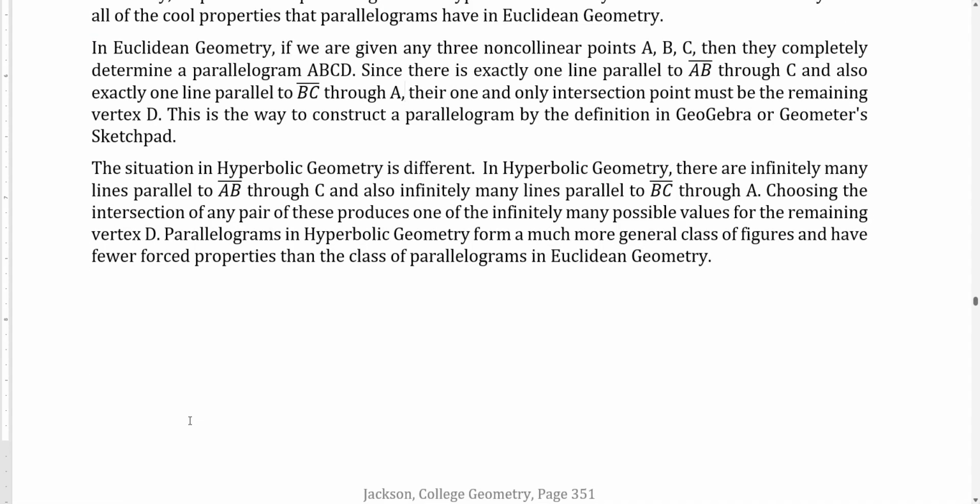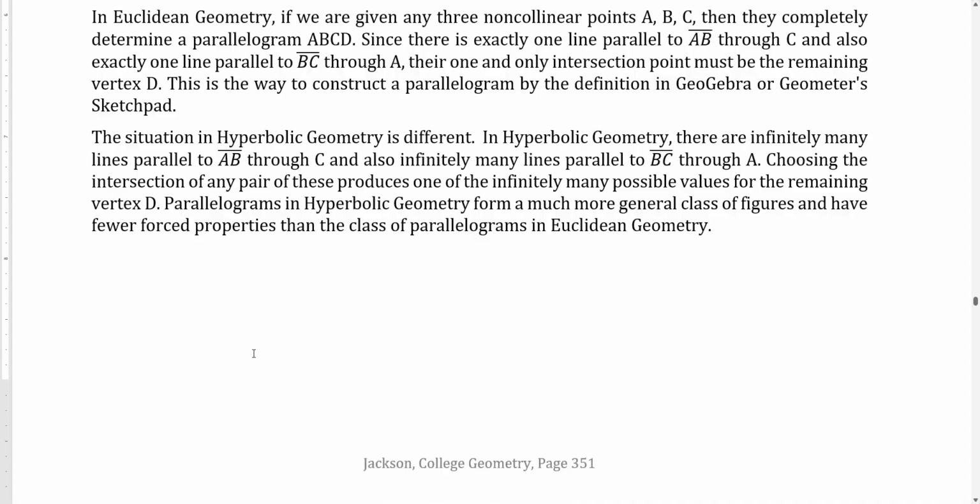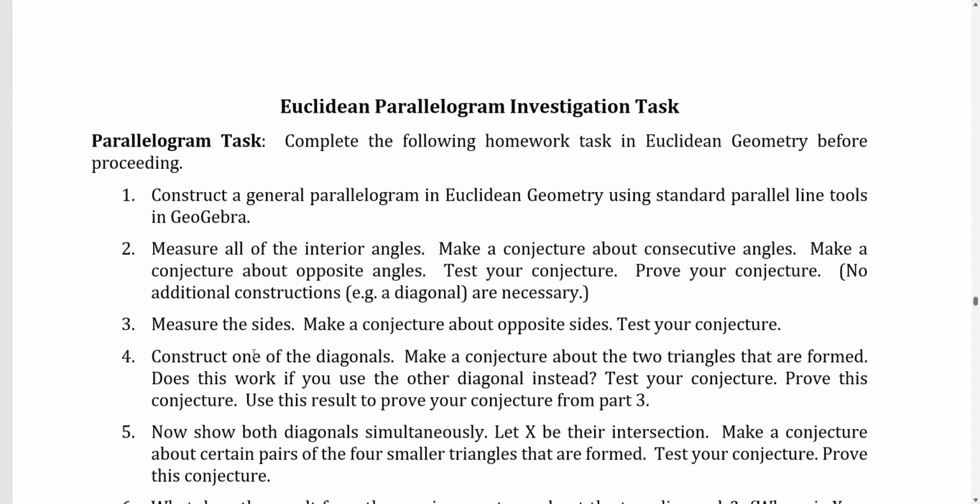The situation in hyperbolic geometry is different. In hyperbolic geometry, there are infinitely many lines parallel to line AB through C, and also infinitely many lines parallel to BC through A. Choosing the intersection of any pair of these produces one of the infinitely many possible values for the remaining vertex D. Parallelograms in hyperbolic geometry form a much more general class of figures and have fewer forced properties than the class of parallelograms in Euclidean geometry.